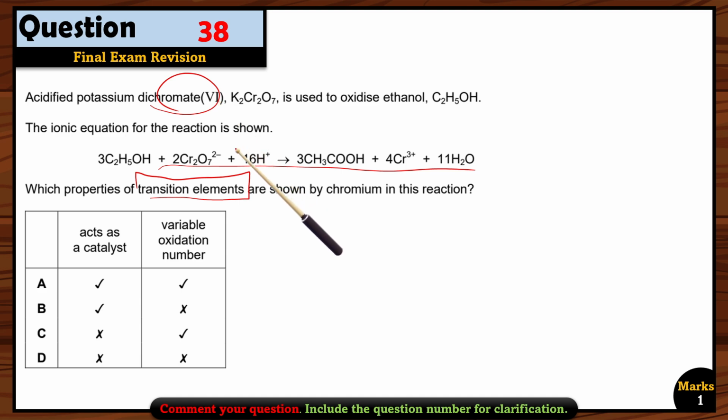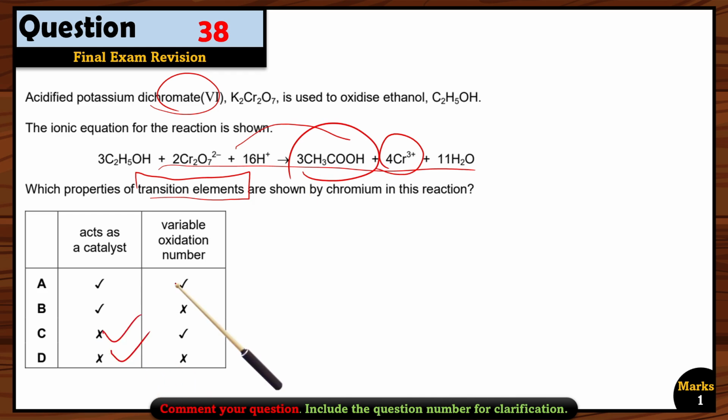If you see, ethanol and acidified potassium dichromate are reacting with each other. The property of dichromate acting as a catalyst, increasing the rate of reaction, is not shown, because the dichromate ion is used up in this reaction and you are getting a different product. So catalysts are not used up in the reaction, so it means it is not acting as a catalyst. So these two options are the right options.